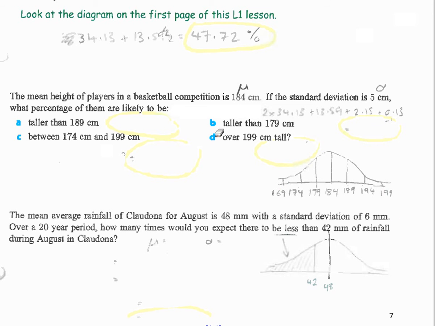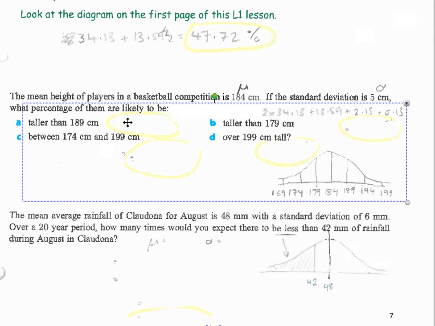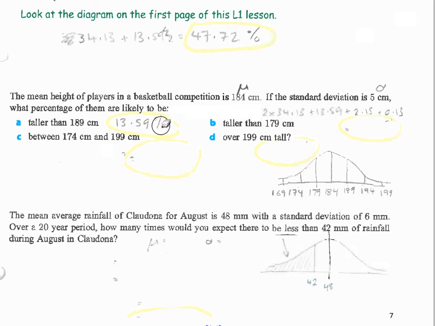So what percentage of them are likely to be taller than 189? See, 189's here. So we've got to add that percentage plus that percentage plus that percentage. That's one way of doing it. Oh, hang on, let's see, taller than 189. I think I might have done something wrong here. Let's just see. So I'll just fill that in. Okay, so I've said 13.59%, but 13.59% is actually just that percentage there. So I've actually made a little boo-boo there. Because taller than that, it should be that percent plus that percent plus that percent.